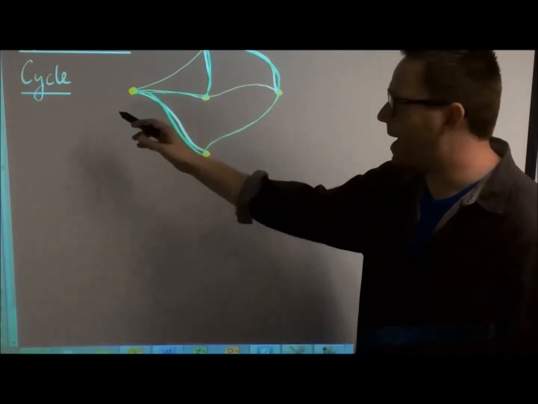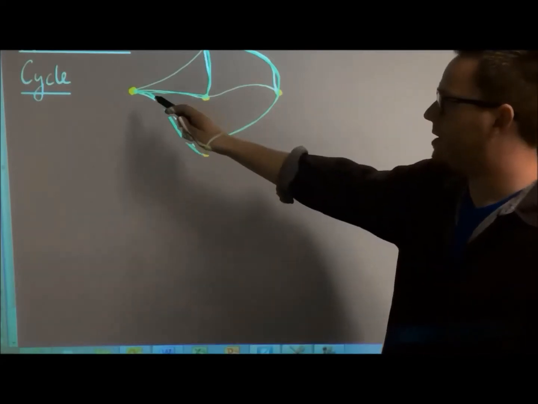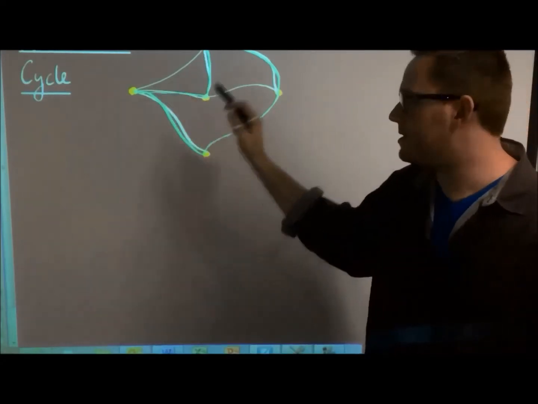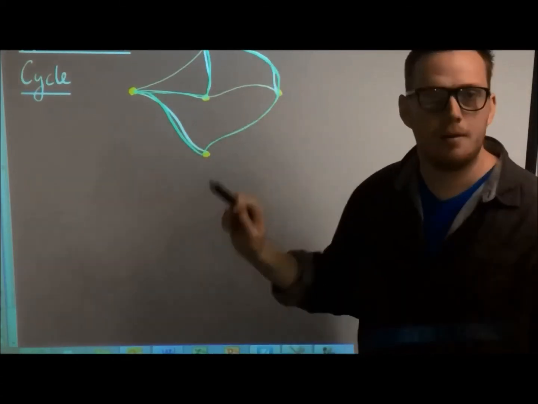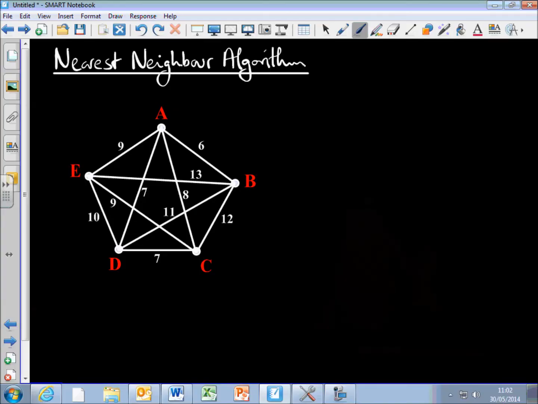A Hamiltonian path, something slightly different, is just a path that visits every node but doesn't get back to where you started. So a cycle is a cycle. So let's have a look at this nearest neighbour algorithm now.